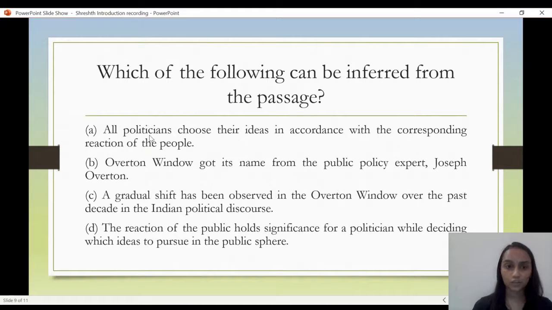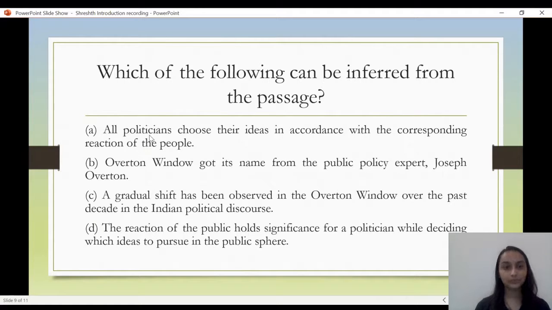Now let's look at the next option. The Overton window got its name from the public policy expert Joseph Overton. Now this is something that is outrightly stated in the passage, right? The last sentence of the passage. It is not telling us anything new. It is not deriving or deducing anything from the passage. It's just a restatement of information given in the passage, which means that it is not an inference. So option B is also incorrect.